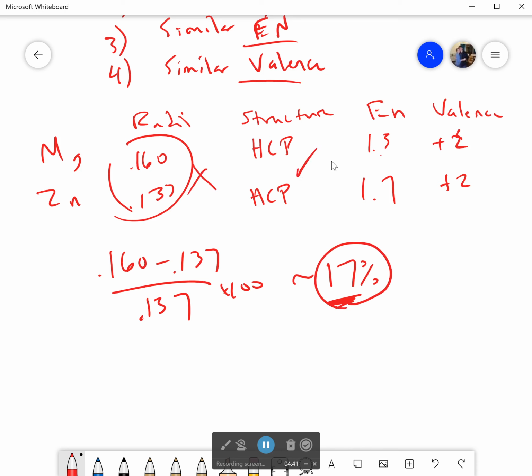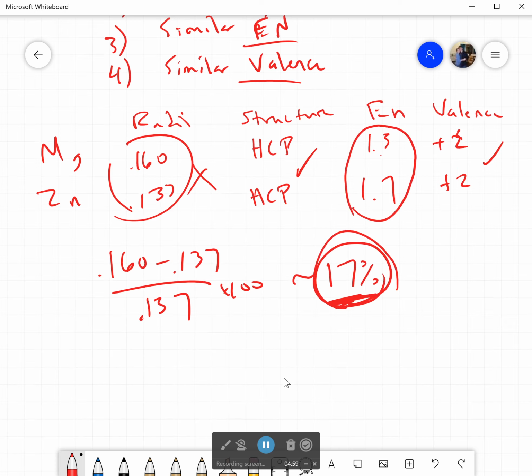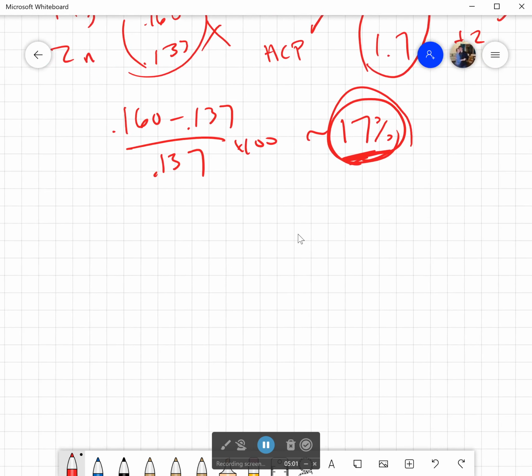They got the same structure though, that's good. Same valence. Their electronegativity is also fairly different. It's not terrible, that could still work if everything else was fine. So the primary reason these would not be a complete solid solution is just that one of them is too big. Okay. Let's look at the last one, which is aluminum and zirconium.